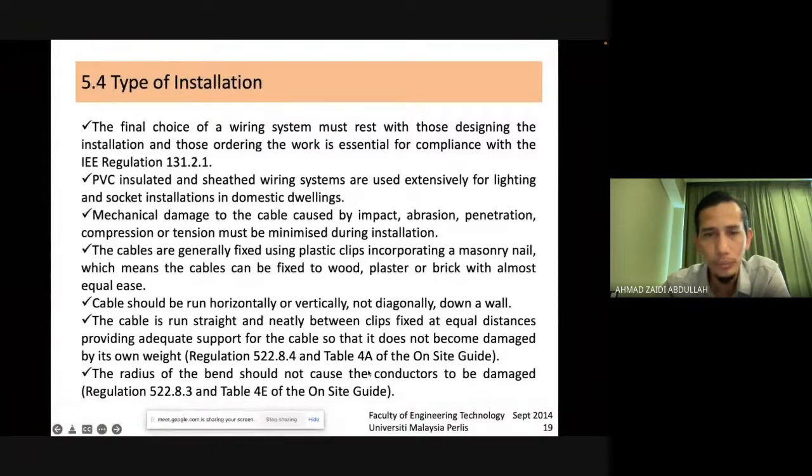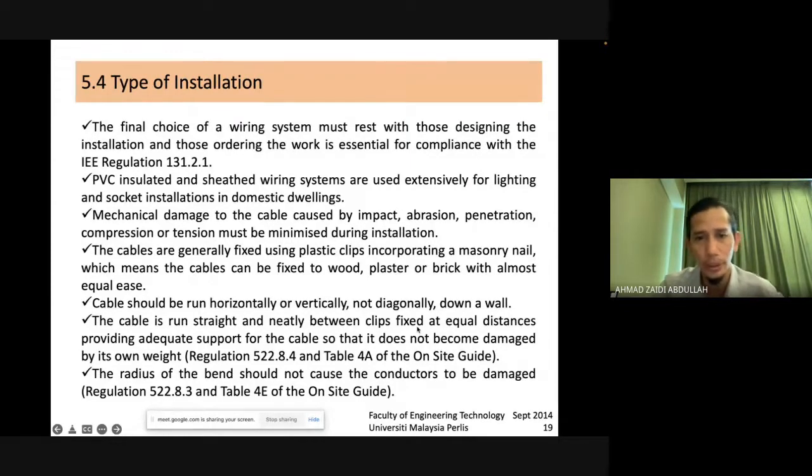Okay. And then the cable is run straight and neatly between clip fixed at equal distance. Normally we fix at equal distance, no? So because we are referring to the regulation 522.8.4 and also on the table 4A under on-site guide. This one you can download also lah, on-site guide, because under the books IE regulation that I provide to you is not included of the on-site guide lah. So you need to download to another chapter.